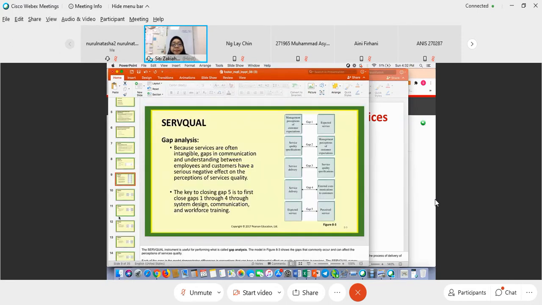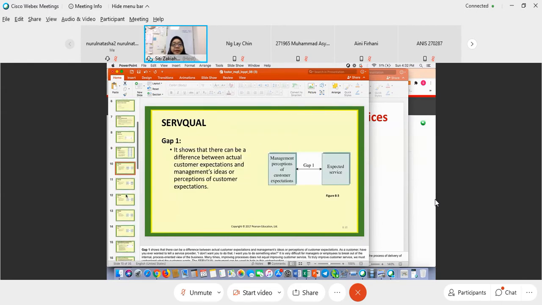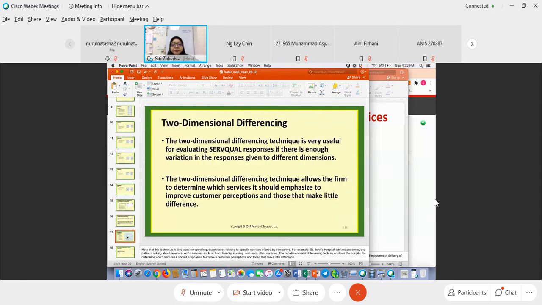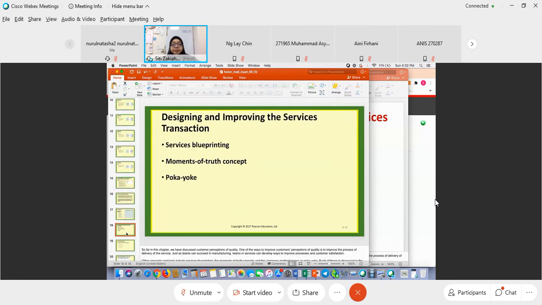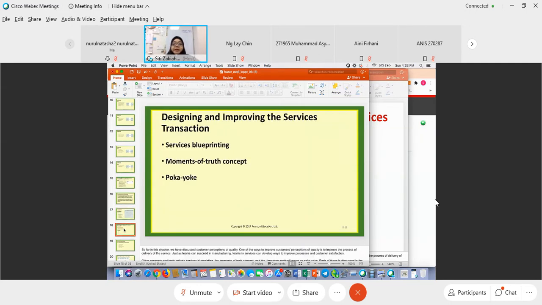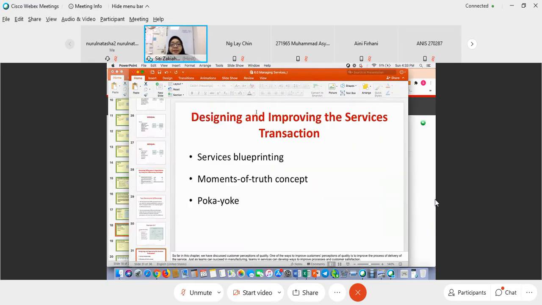Let's proceed. Okay, we looked at the gaps already. Look at differencing. We look at something called designing and improving the service transaction. Okay, which one should I show you, this or this? Okay, you look at service blueprint.